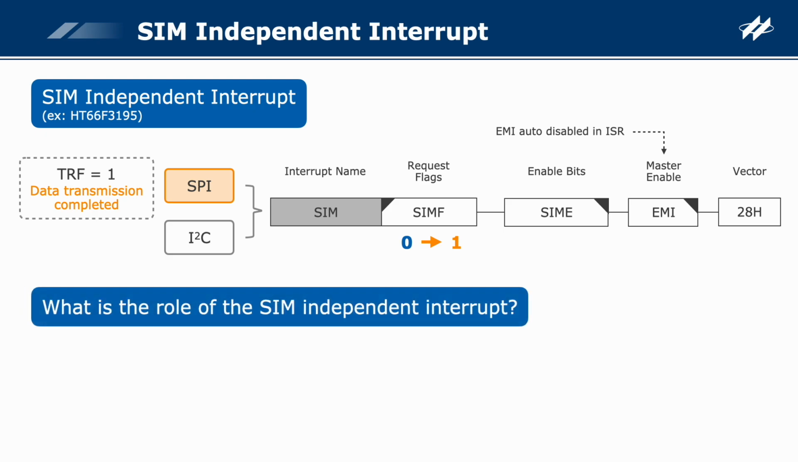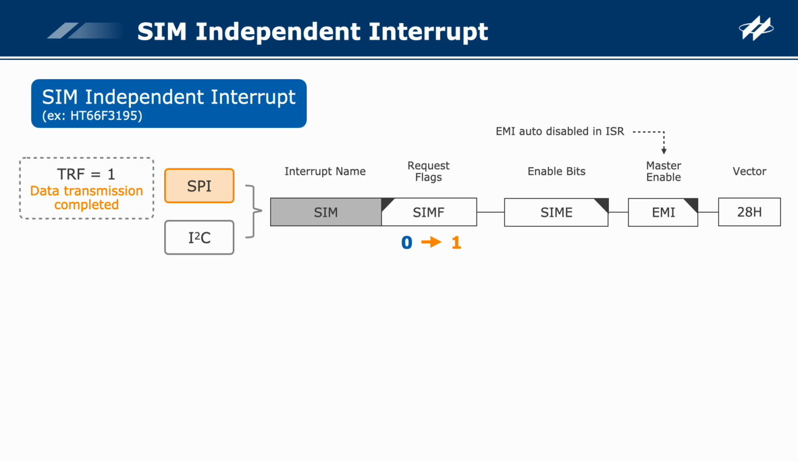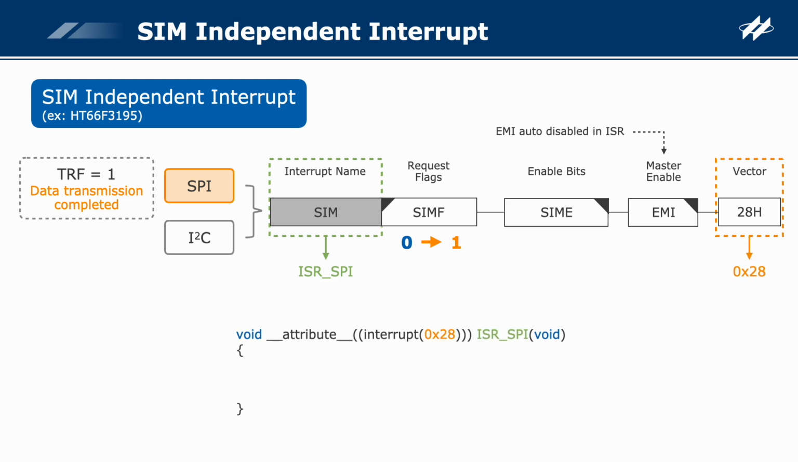So what is the role of the SIM-independent interrupt? During data transmission, the CPU does not have to wait and can handle other tasks to speed up the operation. Here is a SIM-independent interrupt example. First, define the interrupt name. Then look up its interrupt address. An independent interrupt corresponds to a unique interrupt event. After the program enters the interrupt, the subroutine can handle the interrupt event.